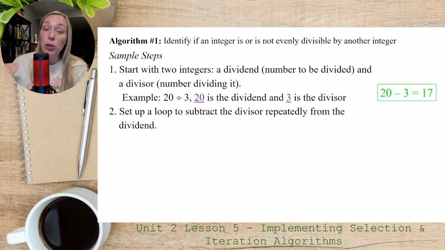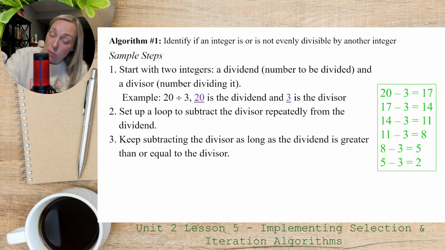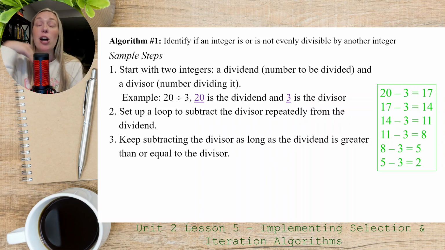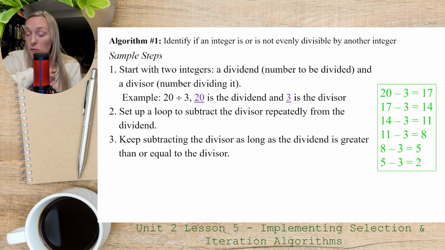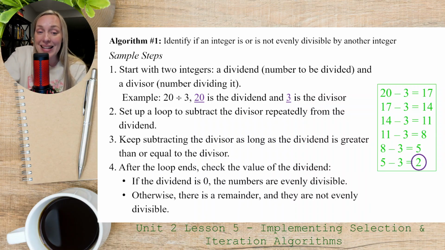Well, I set up a loop to repeatedly subtract the divisor from the dividend. Okay, so I would set 20 minus 3 to be 17, and 17 minus 3, 14 minus 3, 11 minus 3. Each time I would take that result, and I would want to subtract 3 every time. I would want to keep subtracting that divisor as long as the dividend is greater than or equal to the divisor, right? And then the loop ends, I want to check the value of that last dividend.